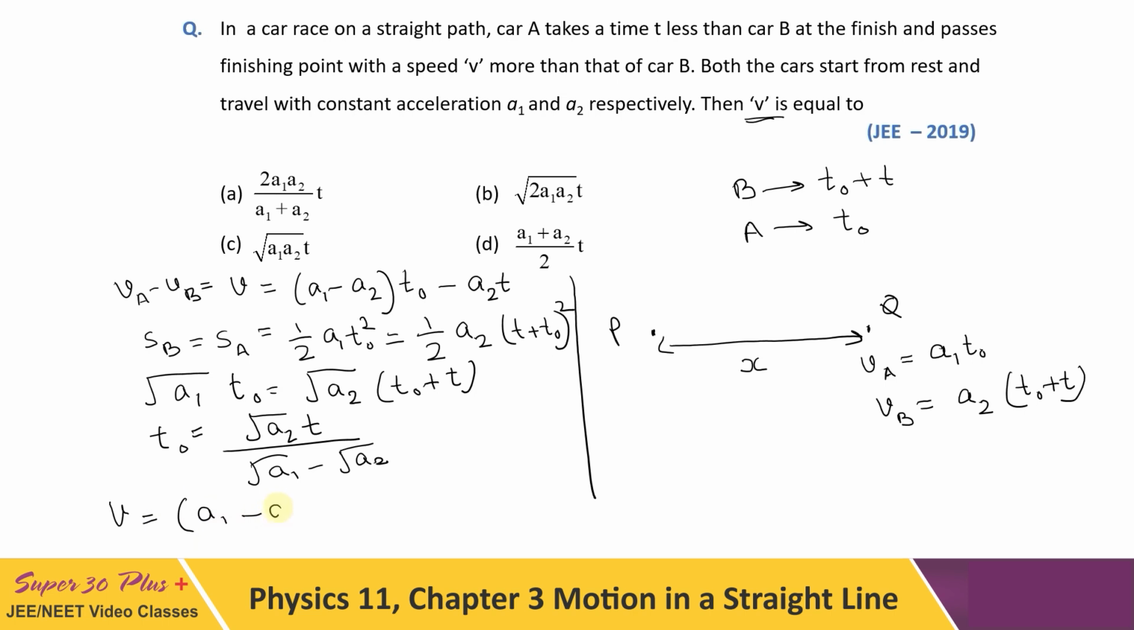Now if we substitute these values in the expression of V, for V we have to write a1 minus a2, this expression I am using, this one. So it is (a1 minus a2) multiplied with t0. t0 we have already got the value. Substitute this here: root under a2 t upon (root a1 minus root a2) minus a2t. On solving this, the answer will come out as root under a1 a2 into t. So this is the final answer.